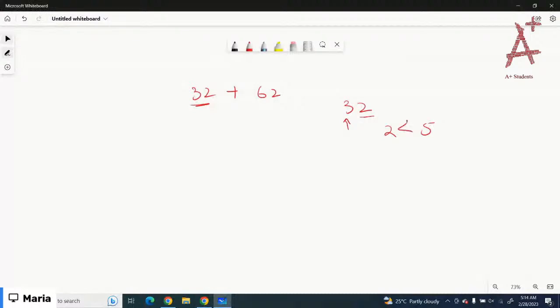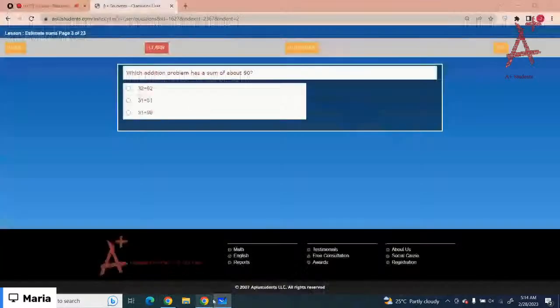The name of the lesson is, we are working on grade 3 maths. The chapter we are working on is estimation and rounding, and the lesson we are on is estimate sums.